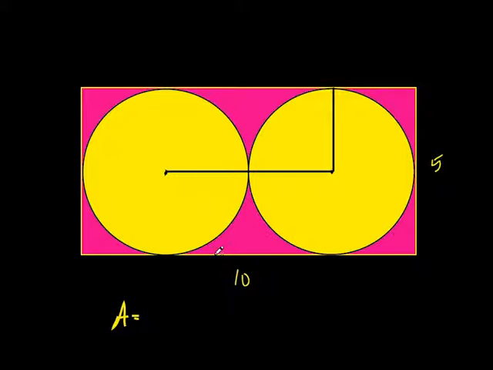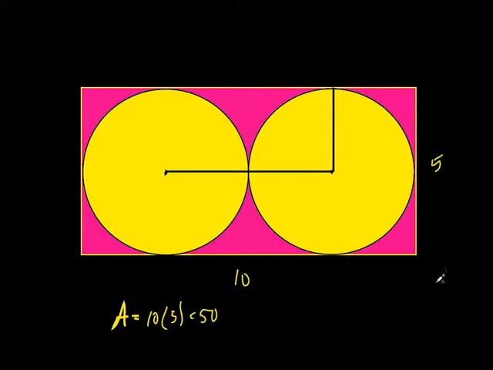Right, so let's generalize it first before we get specific. We're going to find the area of the rectangle, then minus the area of the 2 circles, and the pink is what's left over, correct? Everybody with me on that? Let's do the rectangle first. It's 10 times 5, which is 50.